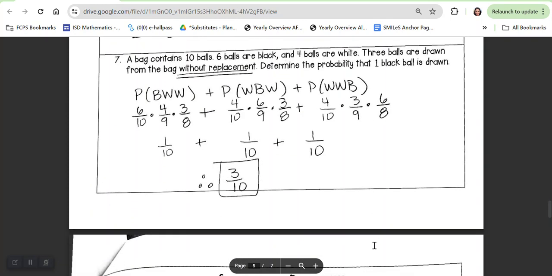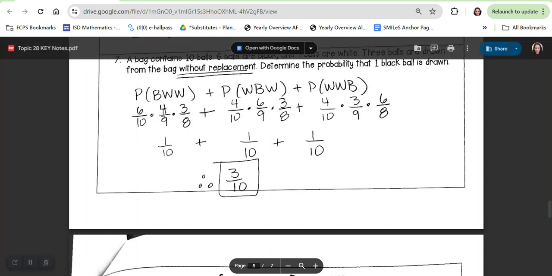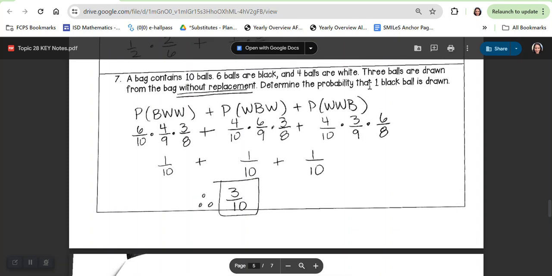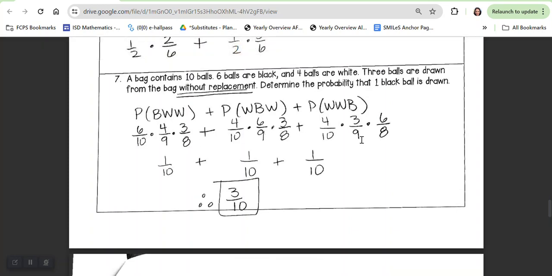A bag with 10 balls, 6 of them are black, 4 of them are white, and 3 balls are drawn without replacement. Find the probability that 1 black ball is drawn. So the black ball could be the first one, or the second one, or the third one. So we're going to find all 3 probabilities and add them up. So remember, without replacement means that your denominator goes down 1 each time.